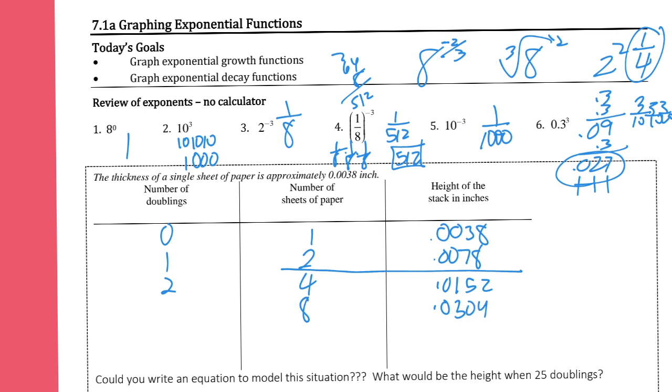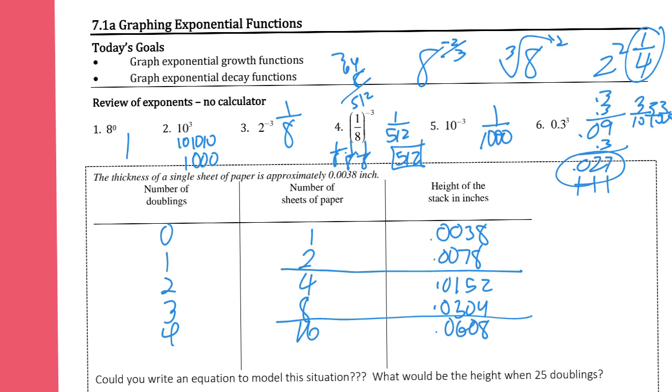inches, okay? And then if you have 16 sheets of paper, okay, 3 doublings would be 8 papers. 4 doublings would give you 16 sheets of paper. So twice as much each time. So that would be, you can double that pretty quick, 0.608 inches tall.